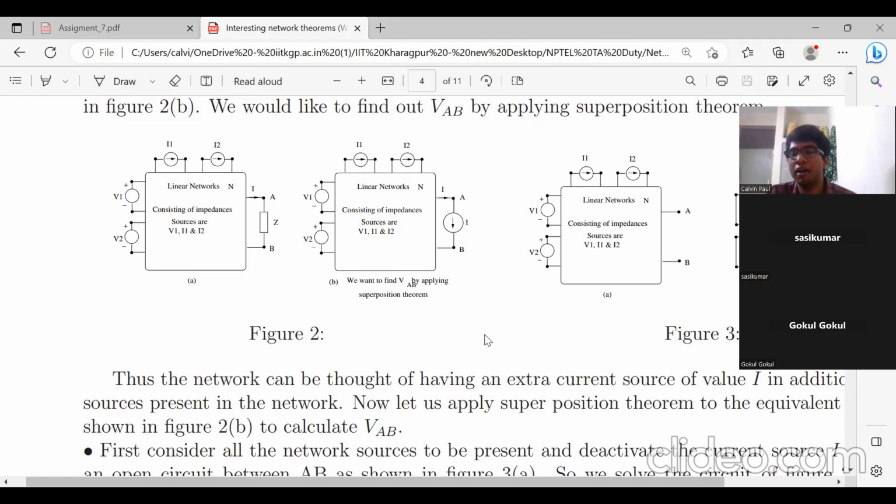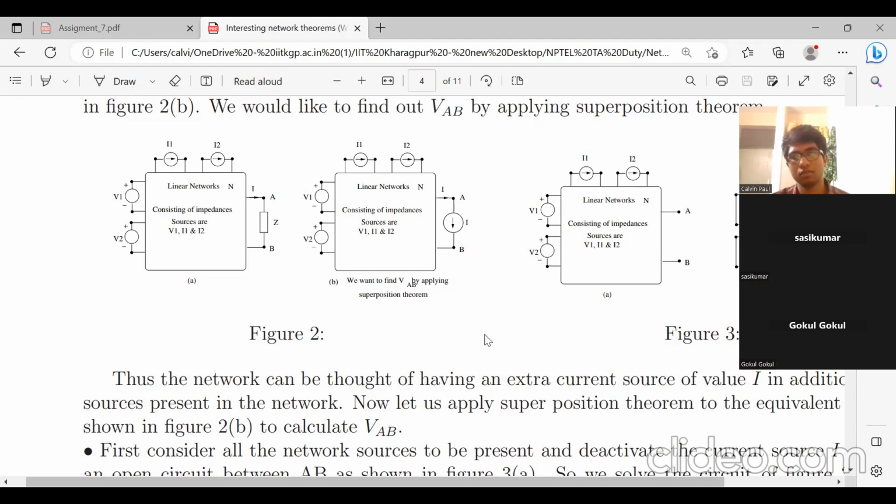Sir, it consists of two sources, sir. Two sources or more than two sources, sir. Voltage source and current source, sir. First, consider one source, sir, like voltage source. Current source means it is open, sir. Voltage source means it acts as a short circuit, sir.